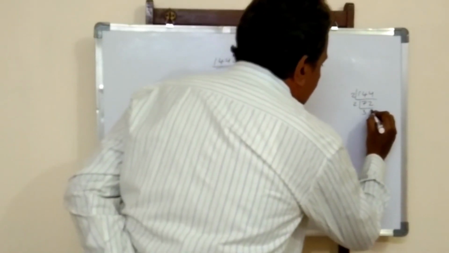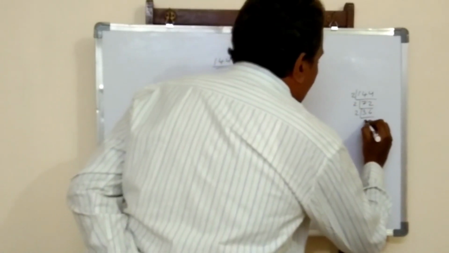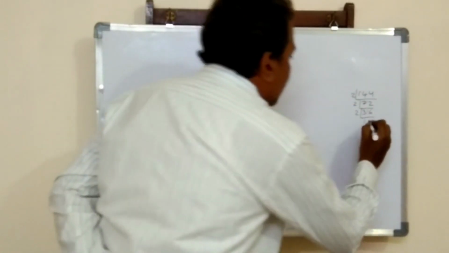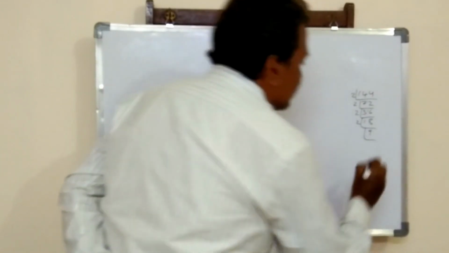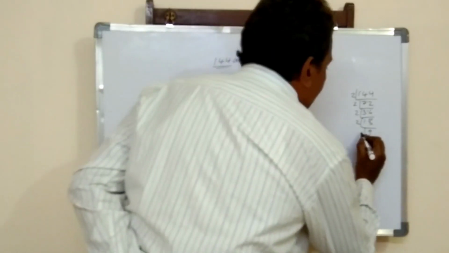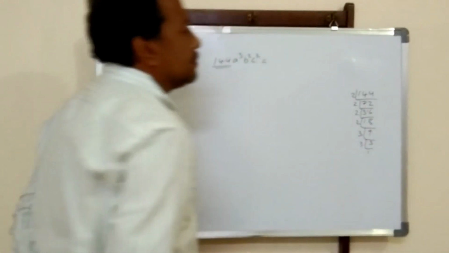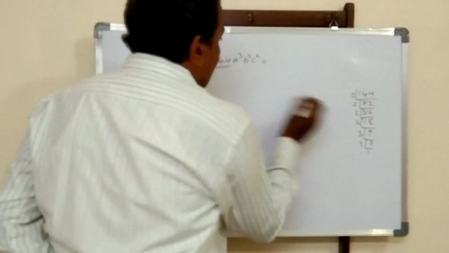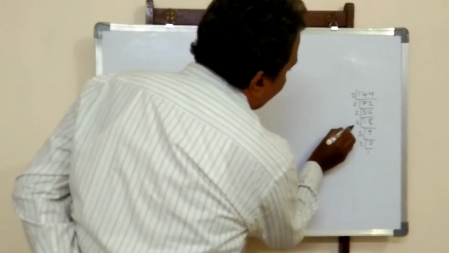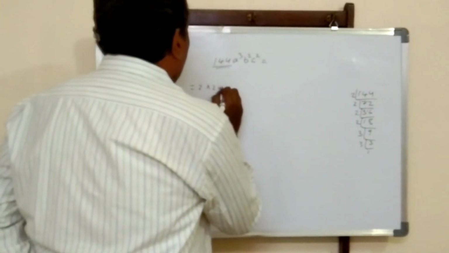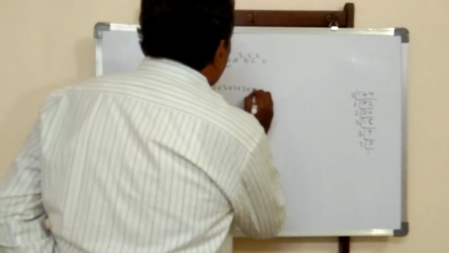That becomes 12, 2 sixes are 12. Again it is divisible by 2, 2 ones are 2, 2 eights are 16, 2 nines are 18. Now it is not divisible by 2, so divide by 3. 3 threes are 9, 3 ones are 3. So this can be written as 2 into 2 into 2 into 2, four 2's, into 3 into 3.